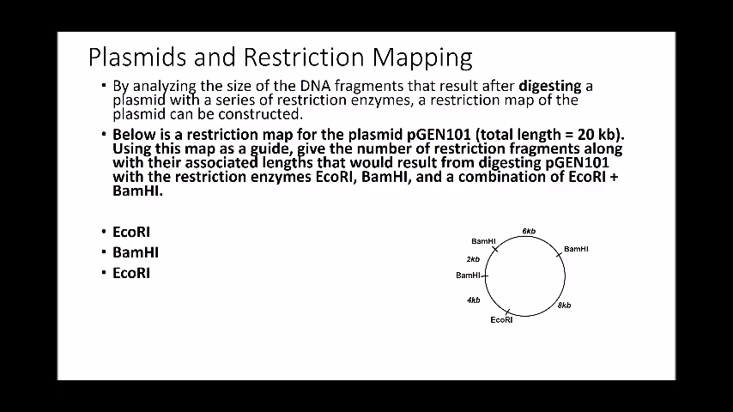So next we want to apply these ideas of plasmids and restriction enzymes to this process of restriction mapping. So here it says, by analyzing the size of DNA fragments that result after digesting, and digesting here just means essentially cutting up DNA with restriction enzymes, we can do a map. Essentially, the map shows you where the enzymes cut and the size of fragments you would expect to get if a particular plasmid was treated with a certain combination of restriction enzymes.